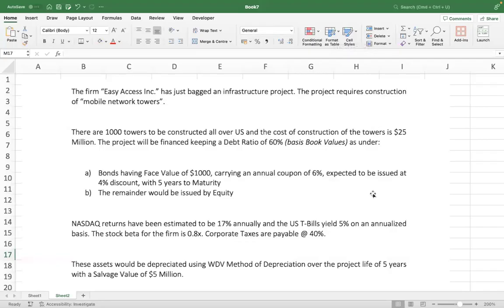So I'll just read out the case. The first one was a basic case. This is a more advanced one. The firm Easy Access has just bagged an infra project.